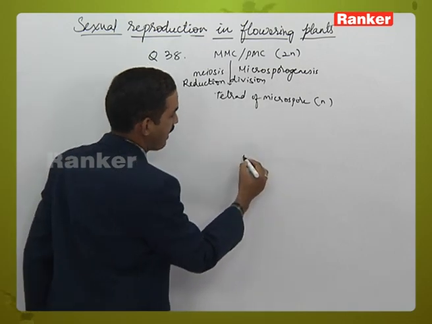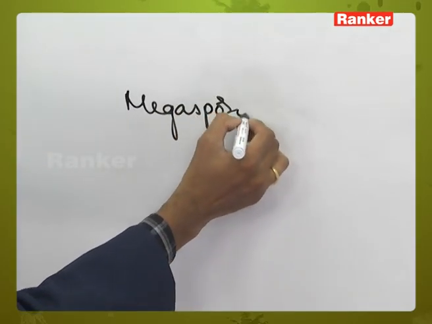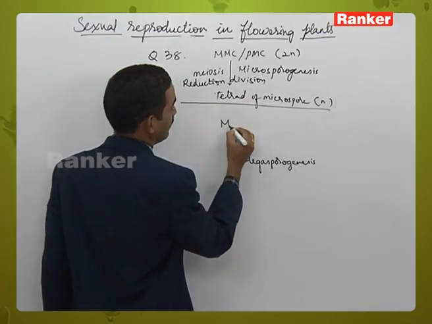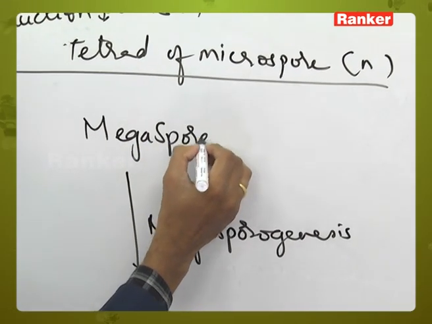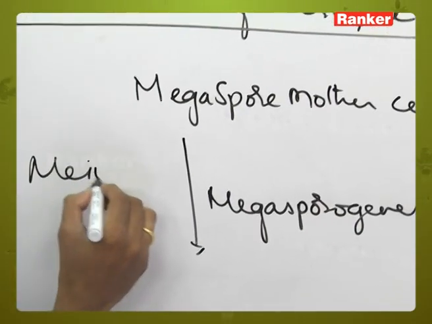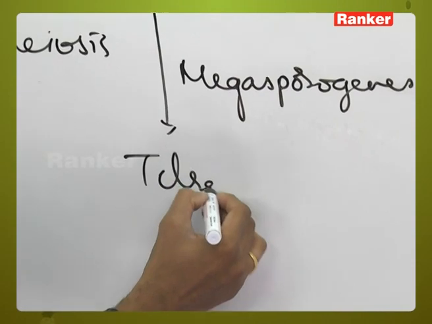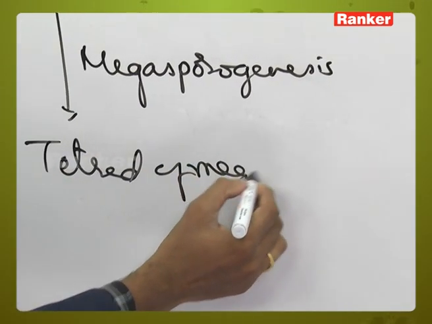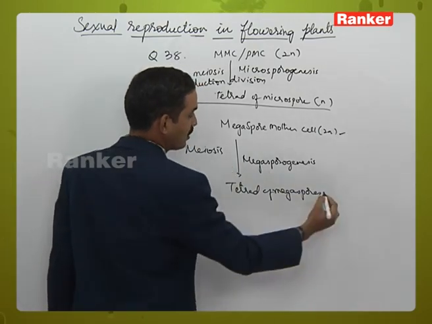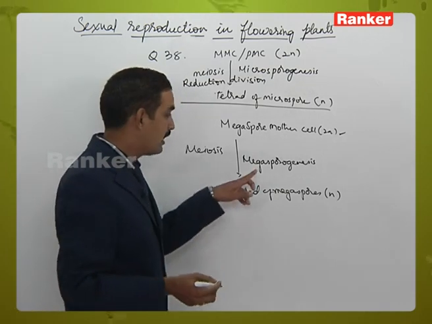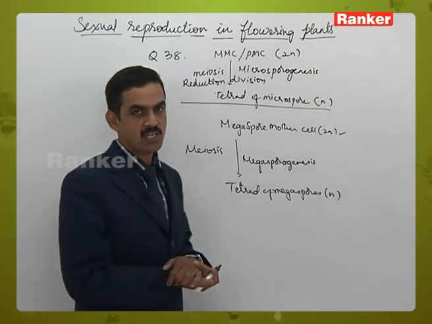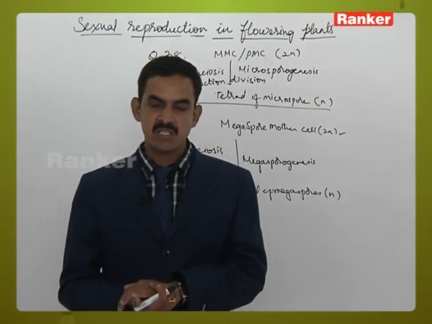And when it comes to megasporogenesis, here also the megaspore mother cell, which is diploid in condition, will undergo meiosis to form a tetrad of megaspores. So the diploid megaspore mother cell will undergo meiosis to form a haploid tetrad of megaspores, and this process is called megasporogenesis. Here also a meiotic division is taking place, or we can call it a reduction division.